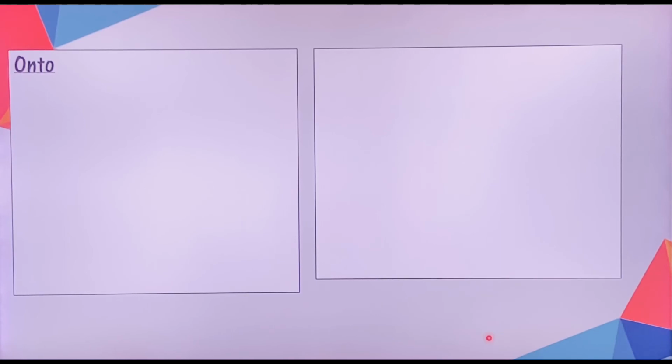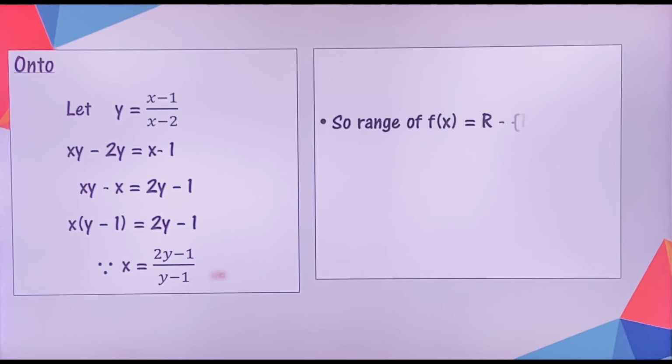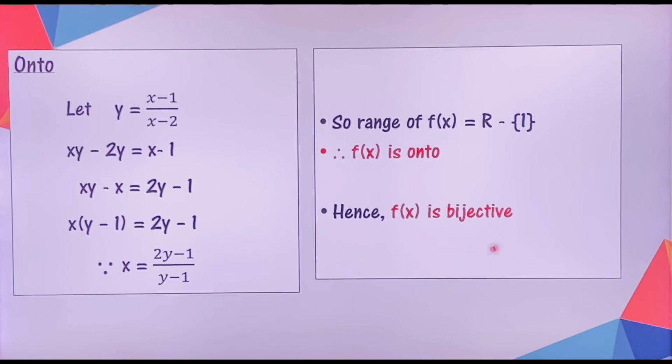Onto. Let y = (x − 1)/(x − 2), which implies xy − 2y = x − 1. xy − x = 2y − 1. That means x(y − 1) = 2y − 1. That is, x = (2y − 1)/(y − 1). So, the range of f(x) is equal to R − {1}. That means range is equal to codomain. f(x) is onto. Since f(x) is 1-1 and onto, f(x) is bijective.